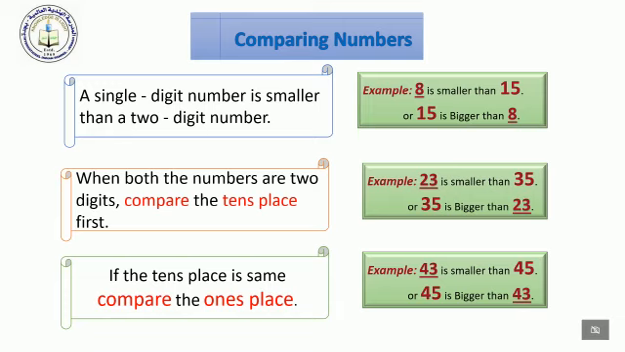Now if the tens place is the same, like here in the example, 43 and 45 both have 4 tens, then we have to compare the ones place. So what is the number in the ones place in 43? 3. And 45 has 5 in the ones place. So 3 is smaller than 5. So number 43 is smaller than number 45.